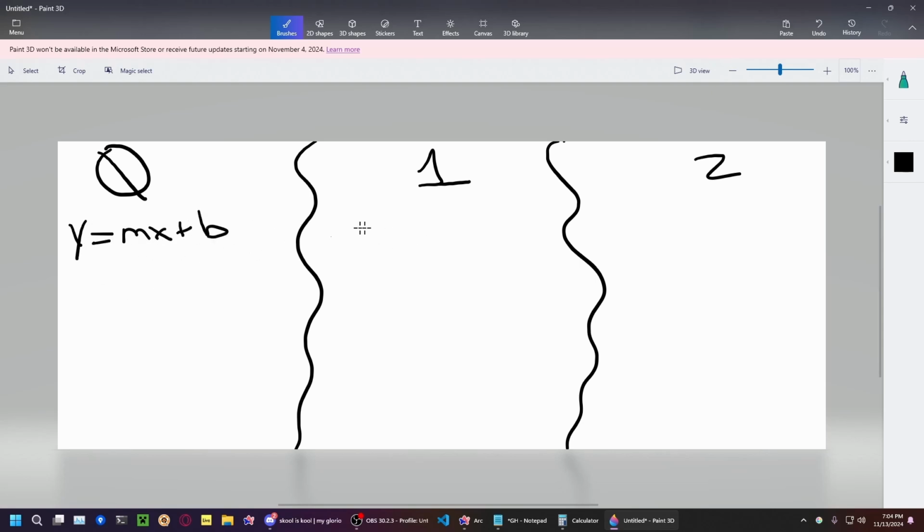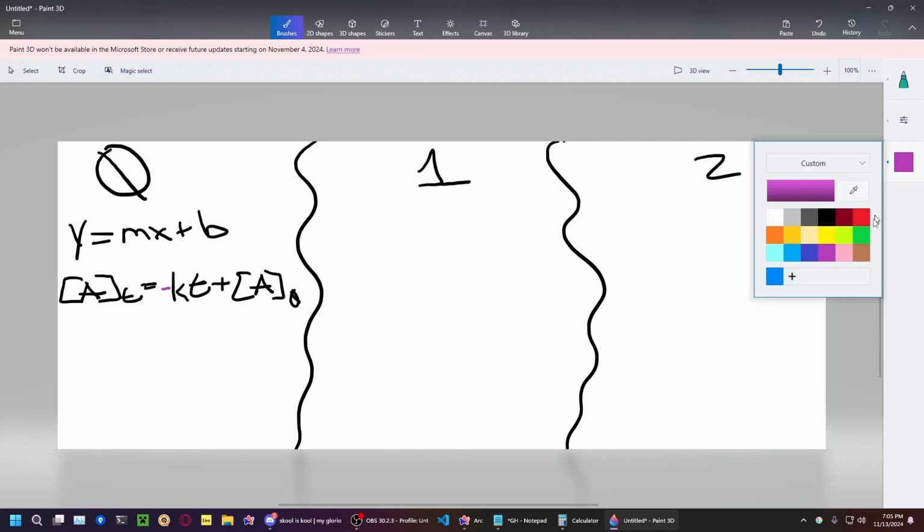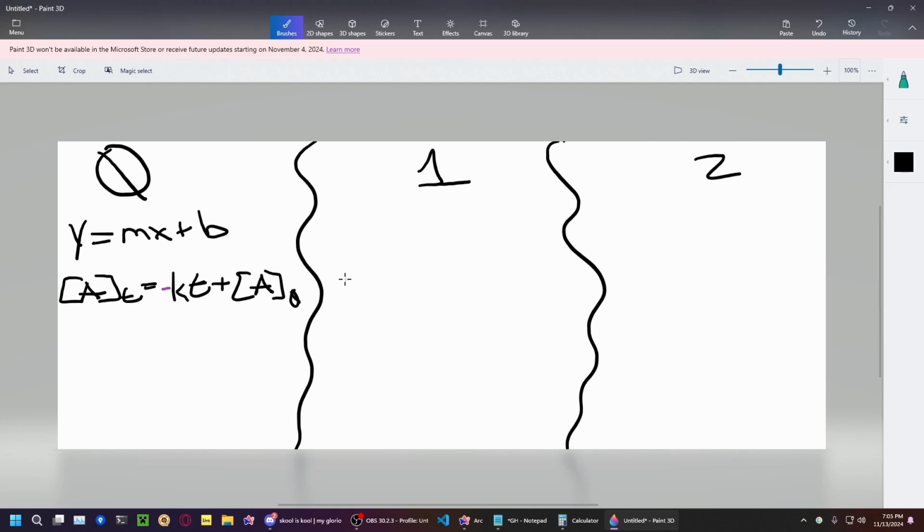Now your x's are always going to be your time, right? So what is changing? Your time is changing, and that's going to affect your concentration. So for a zero order reaction, it's pretty simple. You're going to say that the concentration of your reactant at the end is just equal to the coefficient k times time plus your concentration of your reactant at the beginning, right? And note that this is a negative k. This will be important.